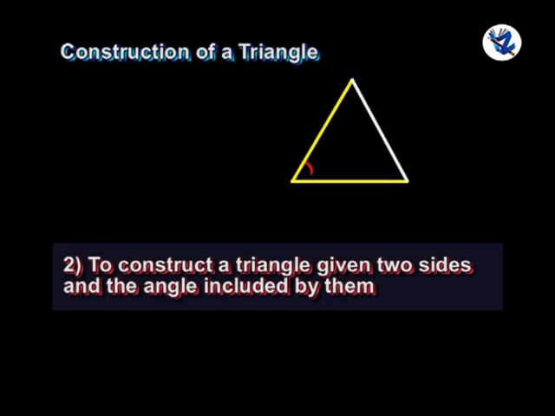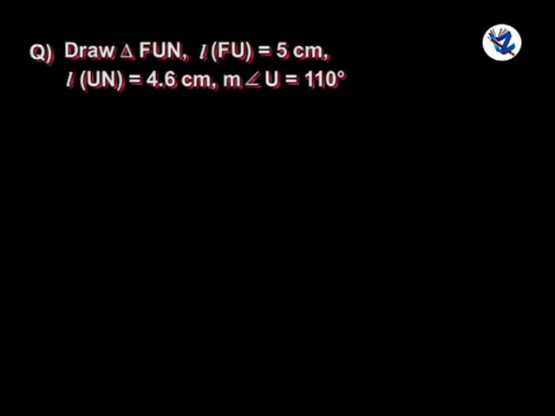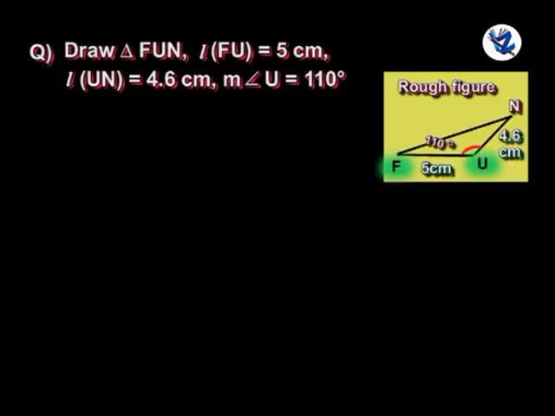Type 2. To construct a triangle given two sides and the angle included by them. The question is, draw the triangle with the measures. In triangle FUN, length FU is 5 cm, length UN is 4.6 cm and measure of angle U is equal to 110 degrees. First we'll draw segment FU of 5 cm. Angle U is 110, that means it is an obtuse angle, and then this is side UN.